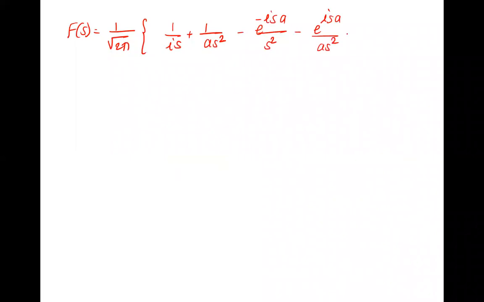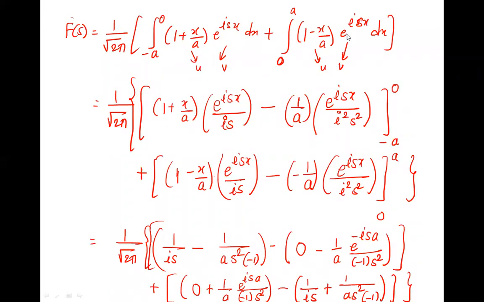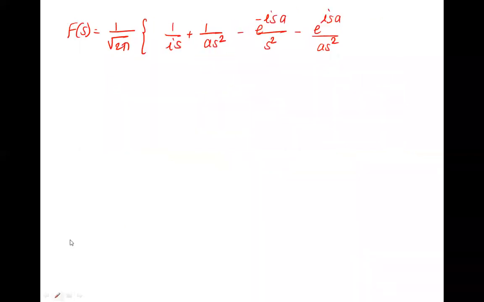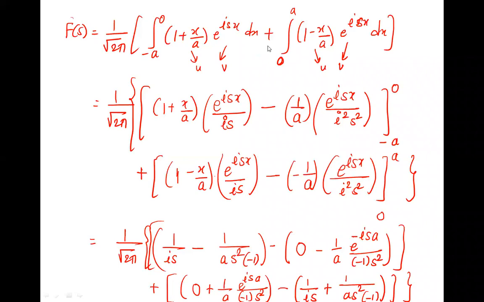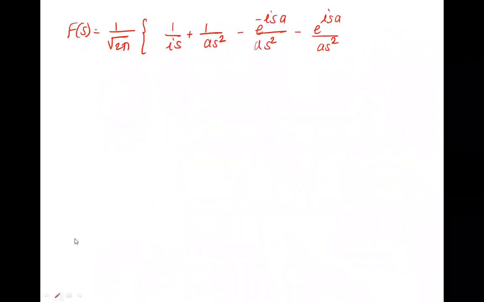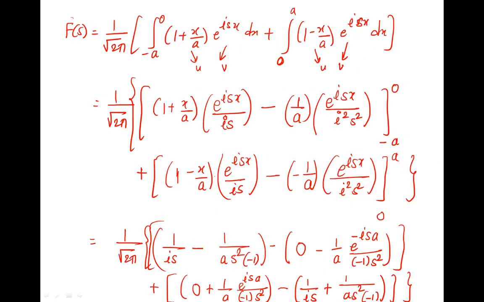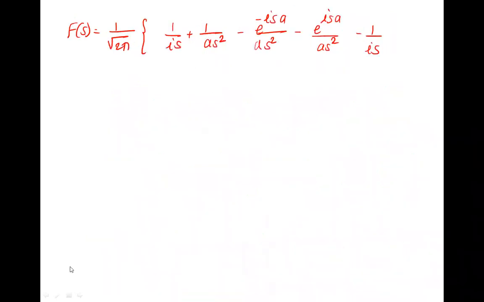A s square, the last one also had a, here also there is a, and above also there is a, right, a. Next term is minus, plus is out, plus minus minus, and here it is also minus minus plus. 1 plus minus minus 1 is, okay, first let me write minus 1 upon is. What is the next term? Minus minus is plus, outside is plus, so plus 1 upon a s square.